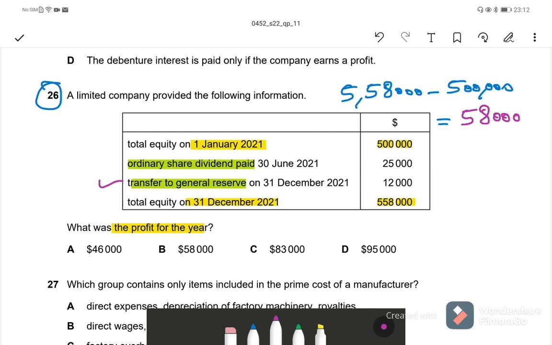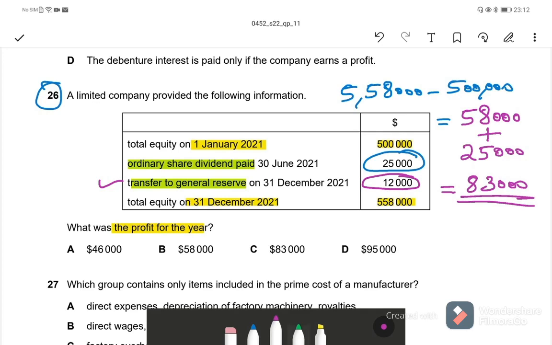Retained earning means after paying interest, dividend and all. So here 58,000 included this 12,000 also. So we no need to add back this 12,000. But this 58,000 is after deducting dividend. So we have to add back the dividend amount to get the total profit. So 58,000 plus 25,000 is equal to 83,000. So answer is option C.